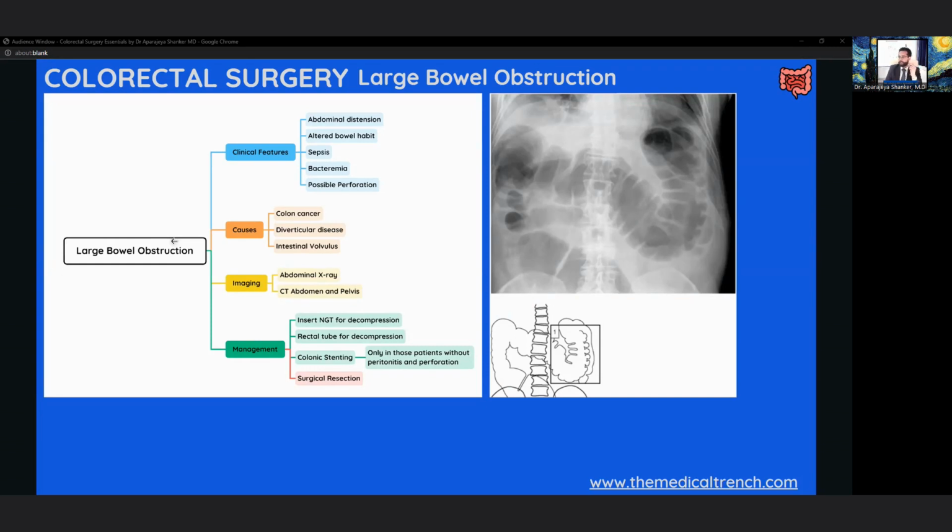So in paralytic ileus, there is no bowel obstruction. So what is the difference? Paralytic ileus is a condition. It's not a symptom or anything. A paralytic ileus occurs mostly in post-operative patients because of the use of anesthetic drugs. So these are different surgical conditions.